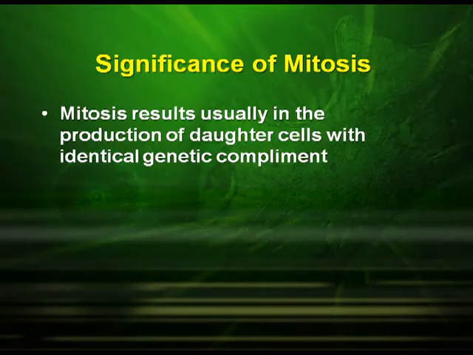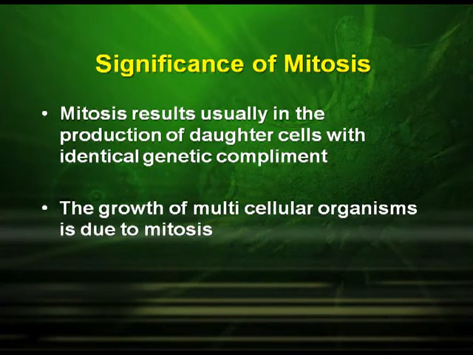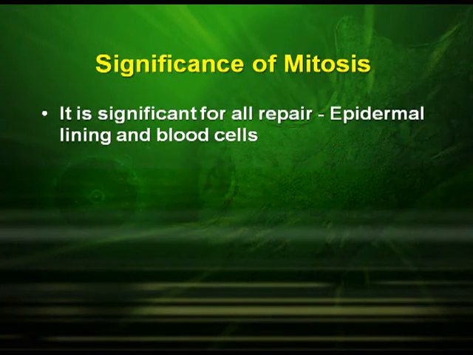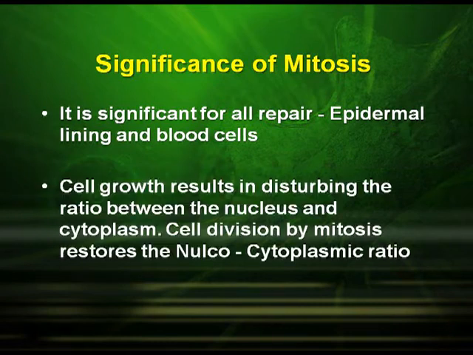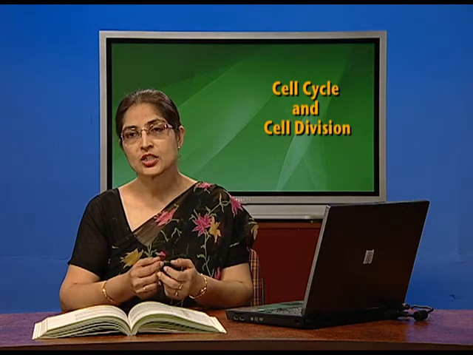Finally, before we conclude this lesson, we must have a look at the significance of mitosis. Mitosis results usually in the production of two daughter cells with identical genetic complement. The growth of multicellular organisms is due to mitosis. It is significant for all repair, such as that of the epidermal lining and replacement of the blood cells. Cell growth results in disturbing the ratio between the nucleus and the cytoplasm. Cell division by mitosis restores the nucleocytoplasmic ratio.